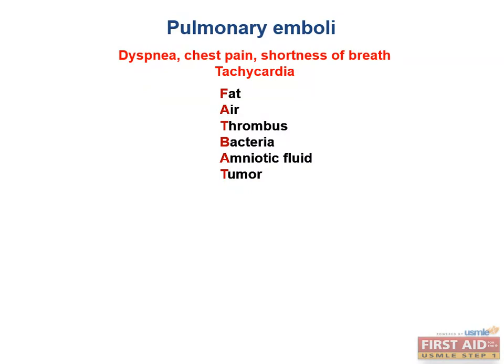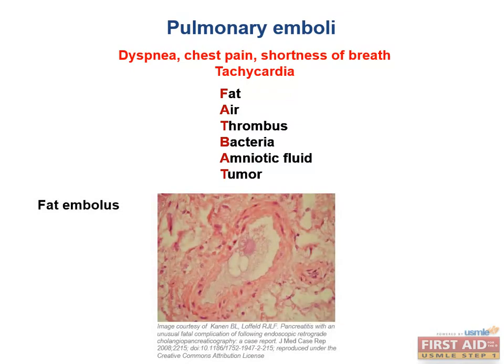Fat emboli classically occur with long bone fractures and liposuction. These patients have hypoxemia, neurologic abnormalities, and a petechial rash. This is an H&E stain of a blood vessel in the lung. The patient died of a massive fat embolism after an ERCP that resulted in pancreatitis.